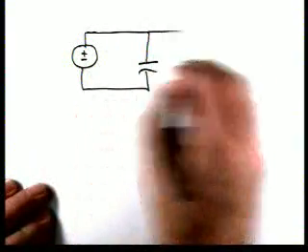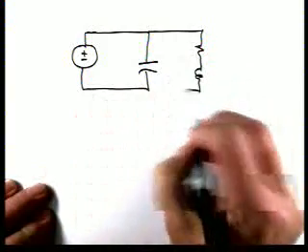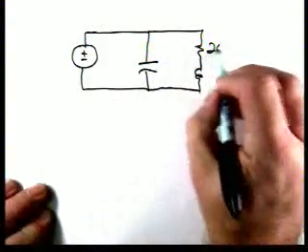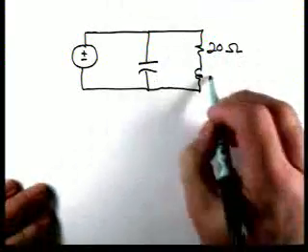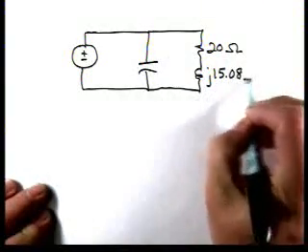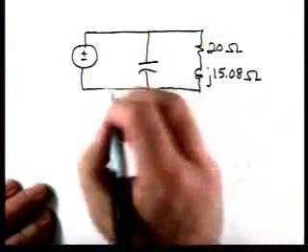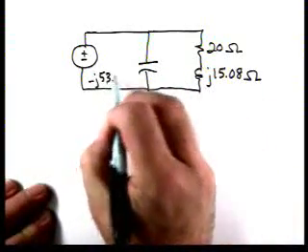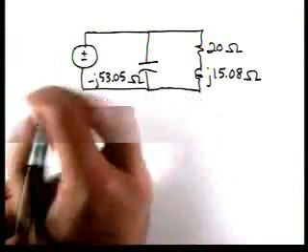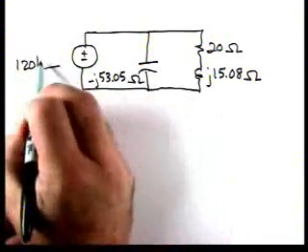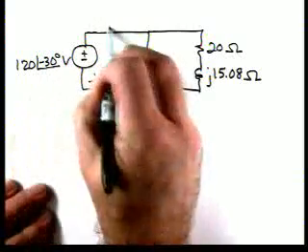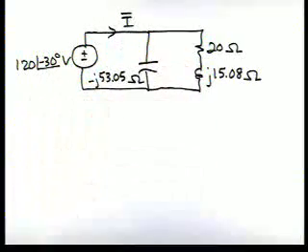Here's our circuit. Circuit looks the same. For our impedances, we'll have 20 ohms for the resistor, J 15.08 for the inductor, minus J 53.05 for the capacitor. Our voltage source, now we have a phasor 120 at an angle of minus 30, and here's our phasor current I. And now we want to combine impedances and then be able to calculate the phasor current I.